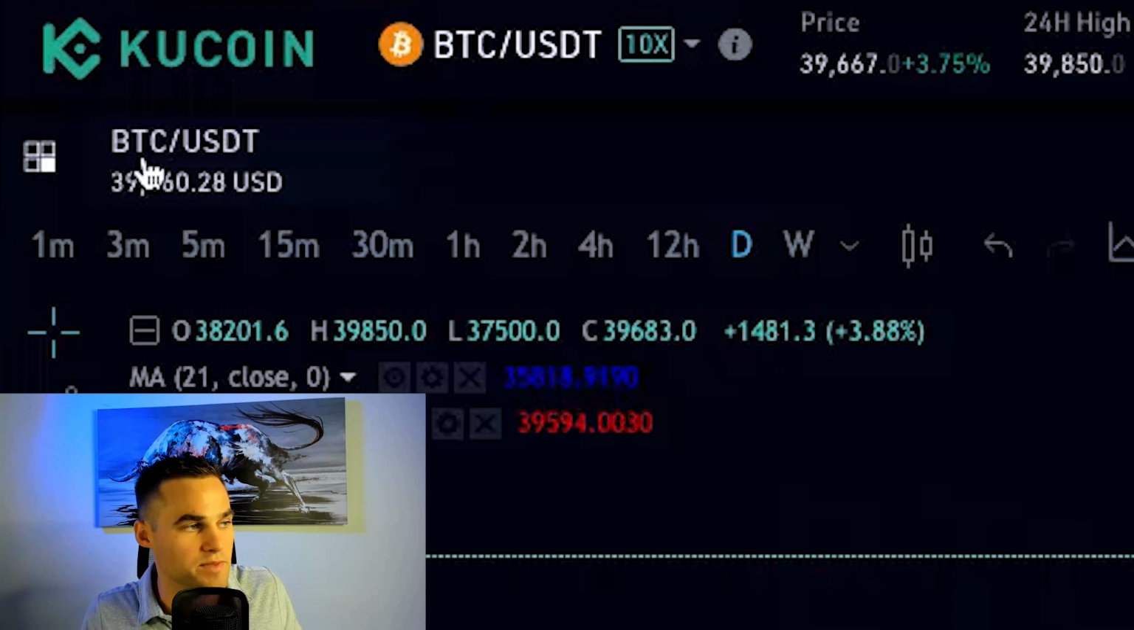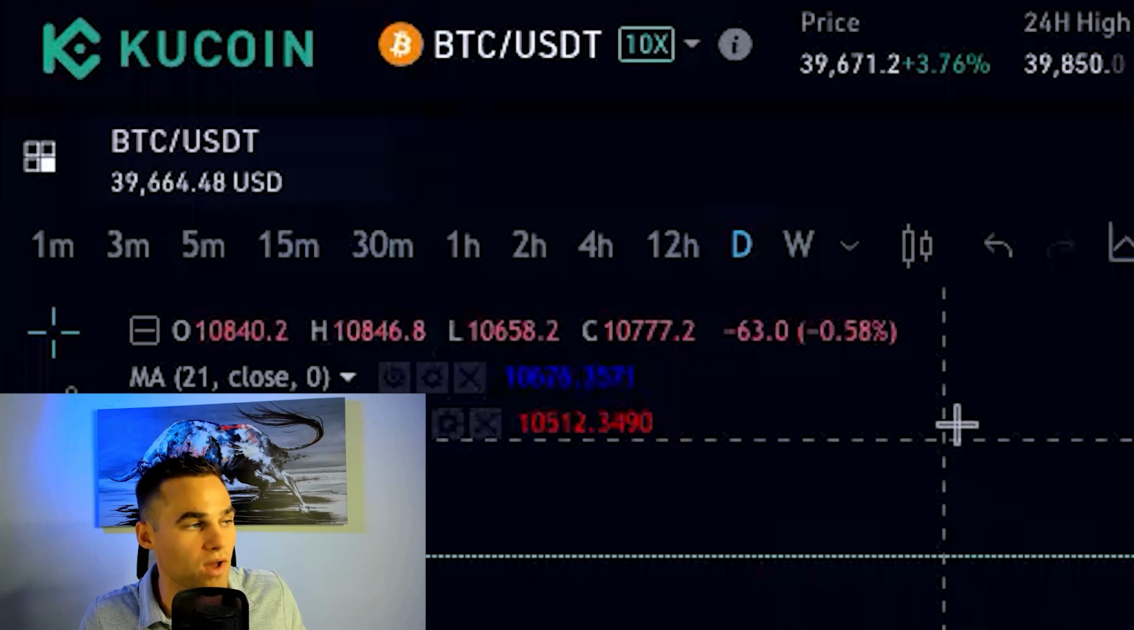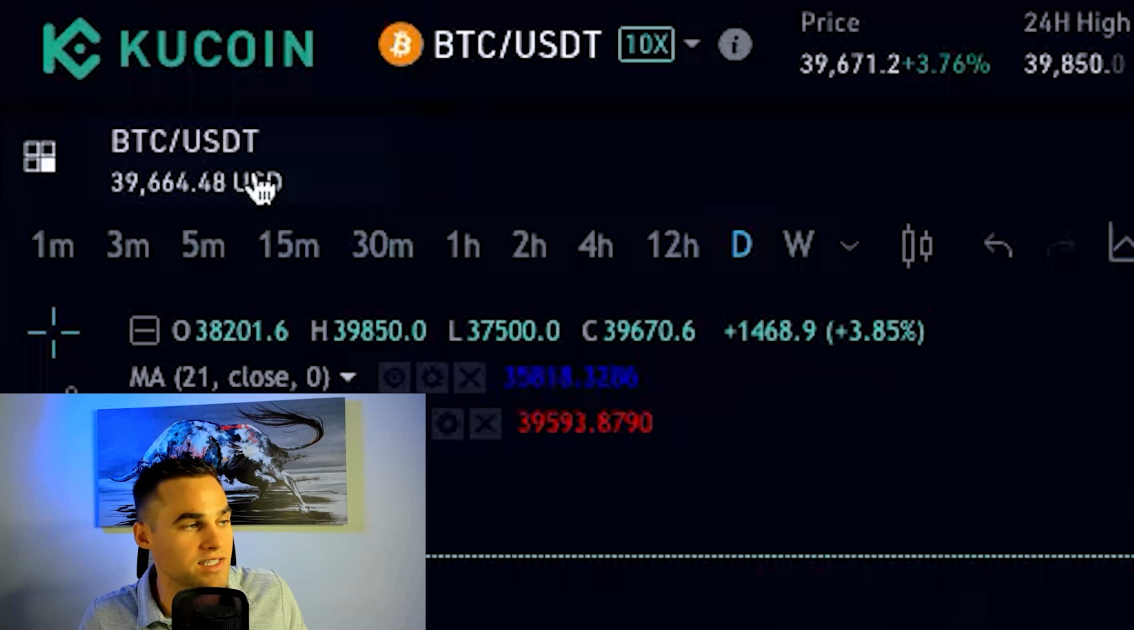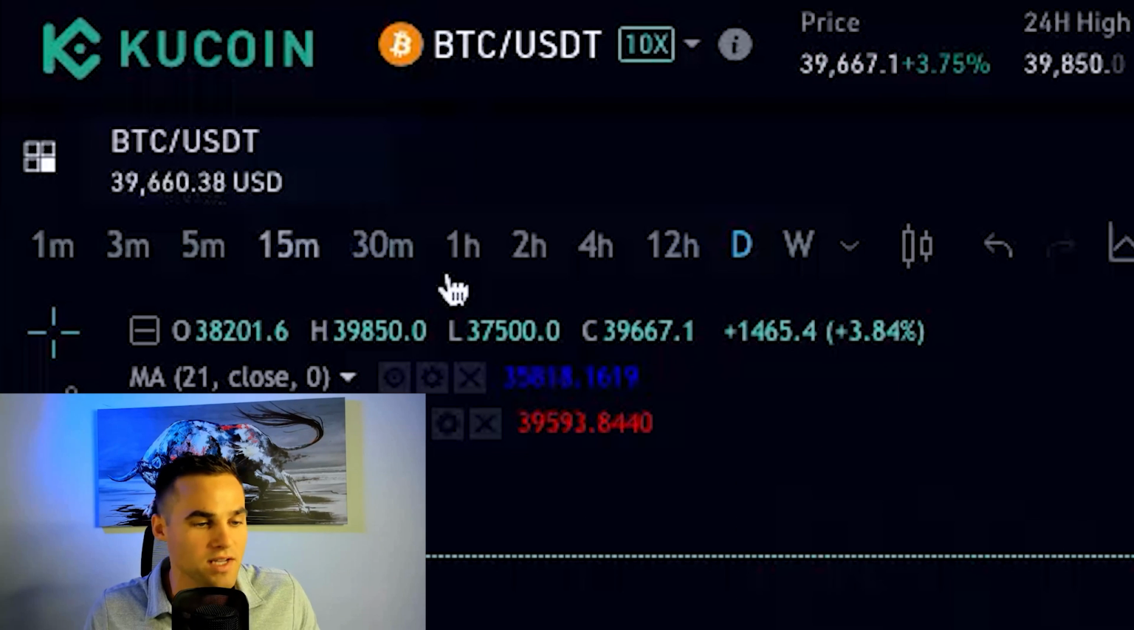So the first one is Bitcoin. The second one is US dollar. So basically, when we're buying BTC USD, we're assuming that Bitcoin is going to go up in relative price to the US dollar. If we were selling it, then we would think that USDT is going to become more valuable in comparison to Bitcoin.